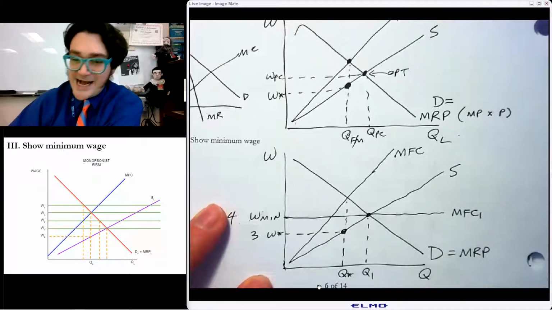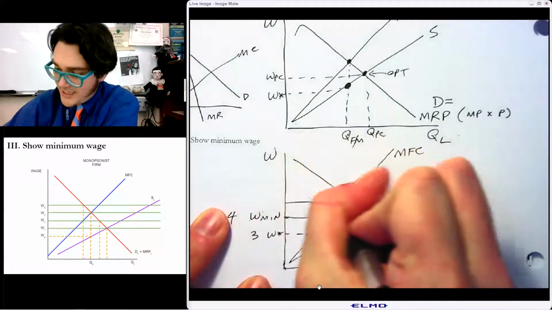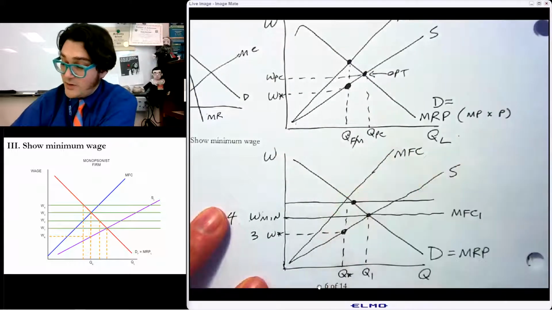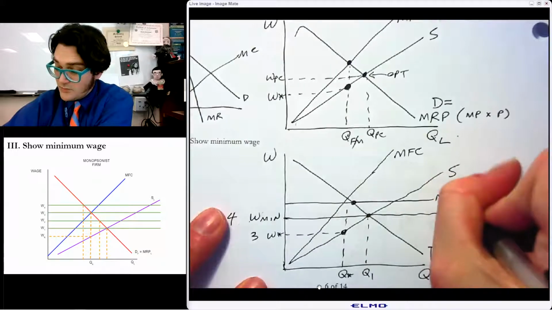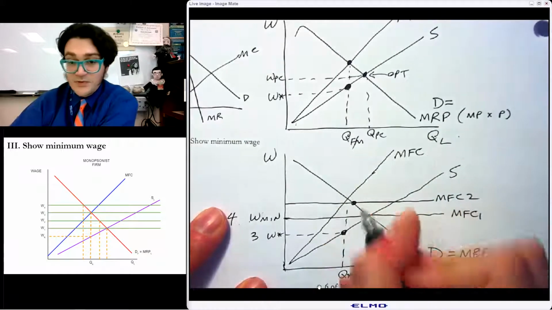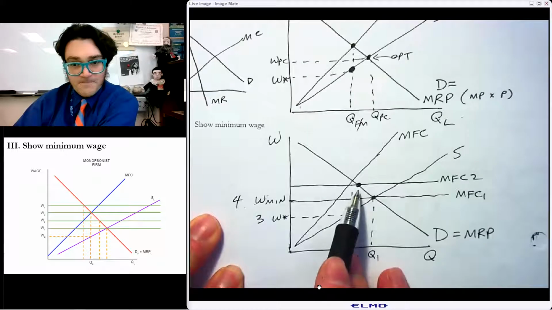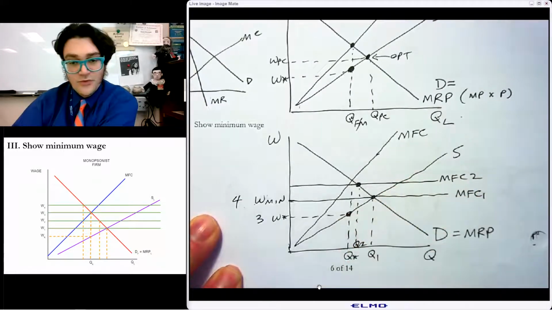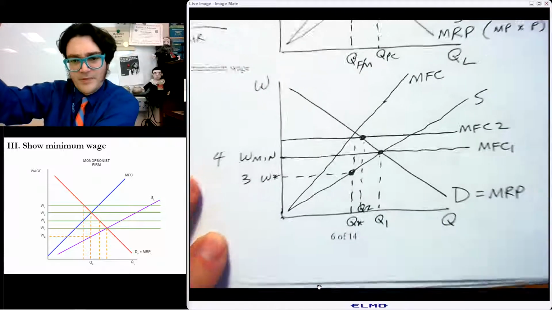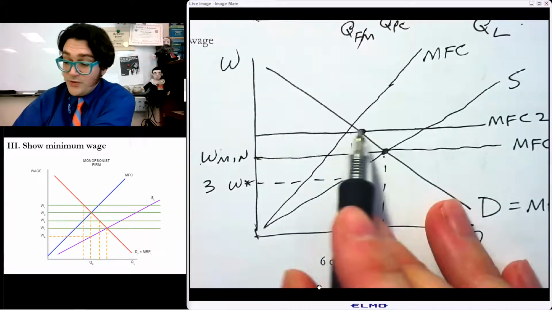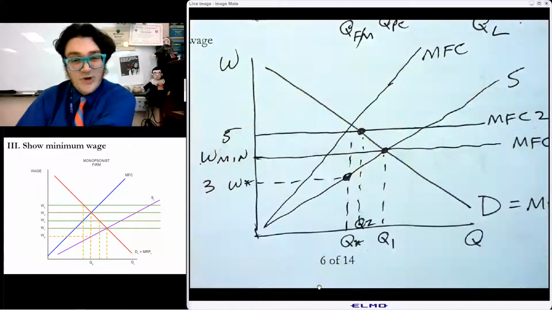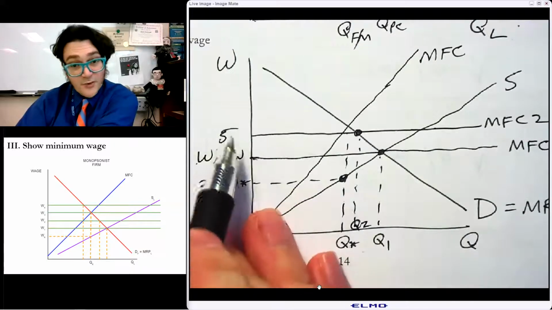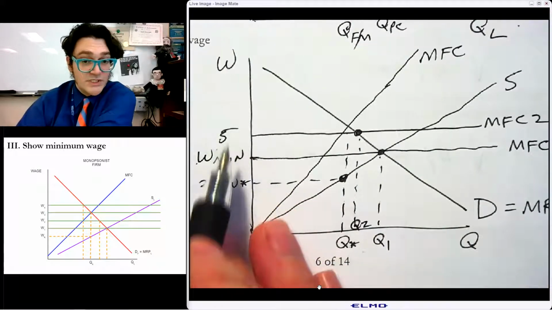What happens if you go too high? Right? You get a little too high. You're like way up here. Well, if you're way up here, they're going to hire where MFC, we'll say MFC2, intercepts with MRP. Well, at this point, you're still hiring more than you used to. I'm just going to say Q2. Let's zoom in a little bit. You're going to hire Q2 and you're paying them even more, right? So the harm is, well, you didn't quite get so many workers hired, but you still get quite a few workers, a boost in your income.